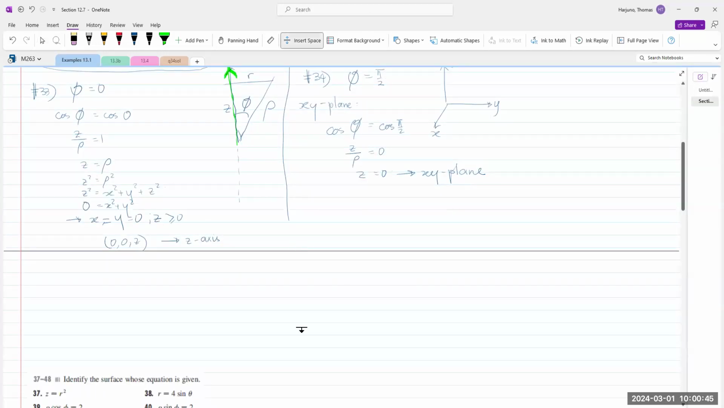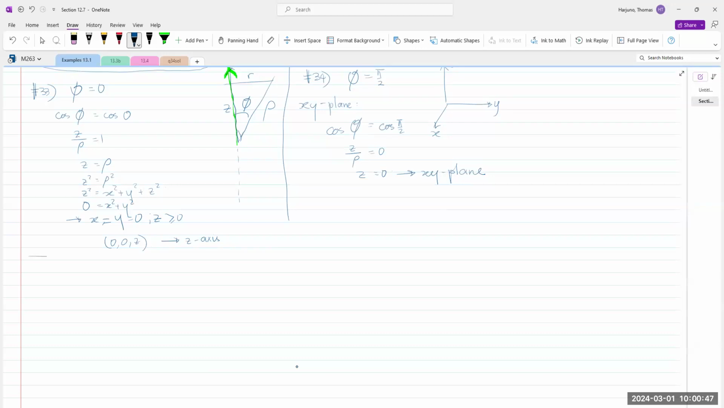Okay, number 35. How about phi equals pi over 3? Phi equals pi over 3, which means it forms 60 degrees from the z-axis, right? But then you will rotate that, so you will see that's actually a cone opening up with axis at the z-axis, right? Now the thing is, can we show the equation for that?